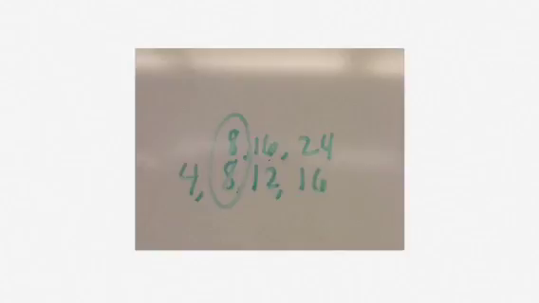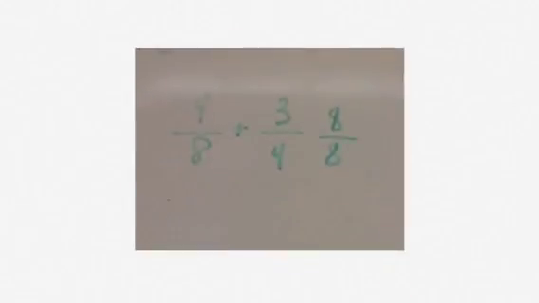Now we have to find a number that goes into both 4 and 8. 8 goes into 8 and 4, and then you add 3 and 4, and that's 8 over 8. 8 and 8 is one whole.